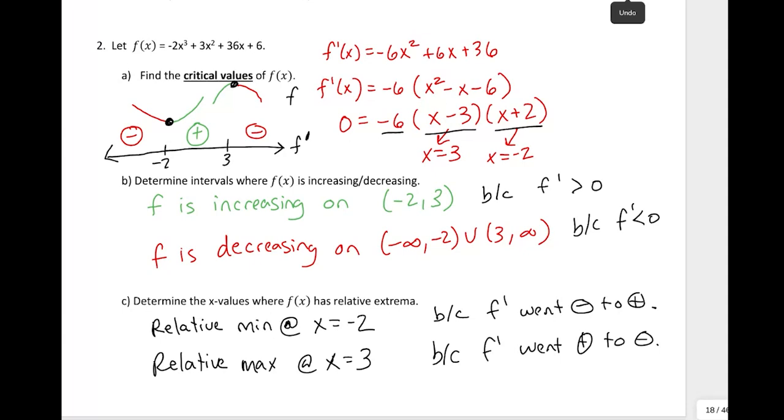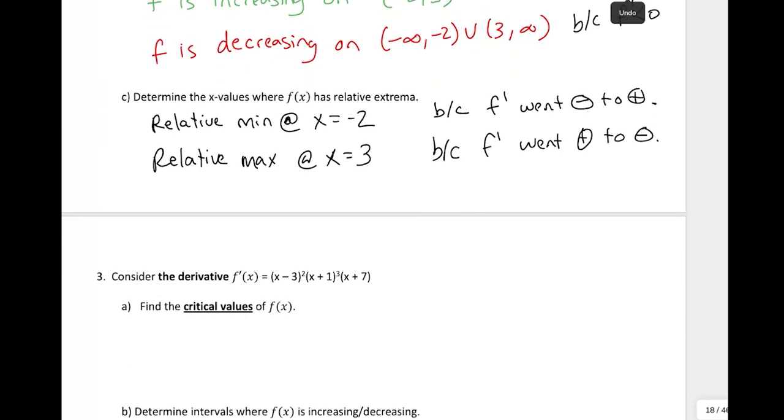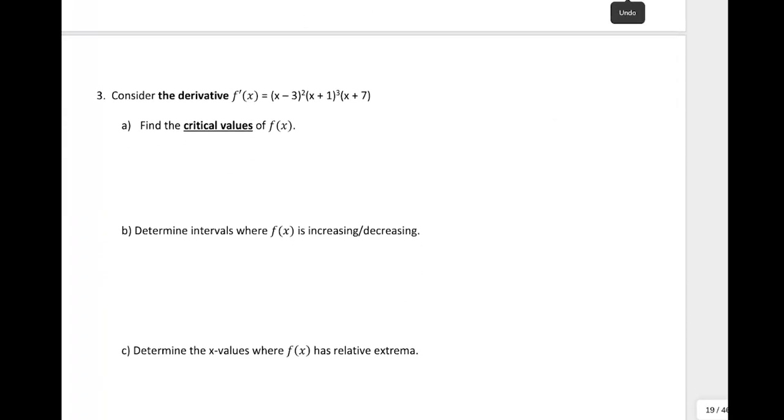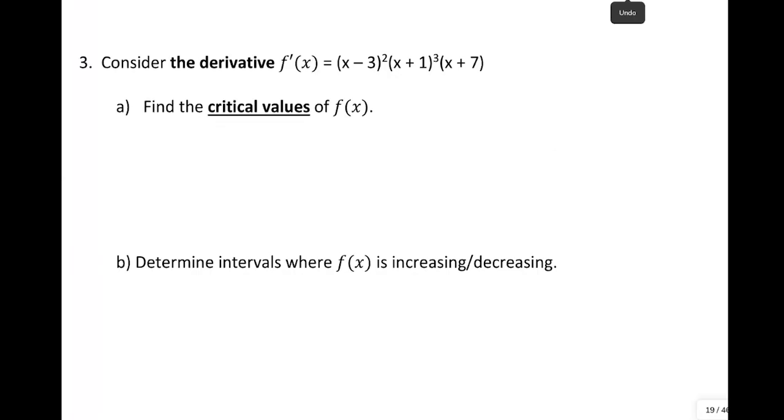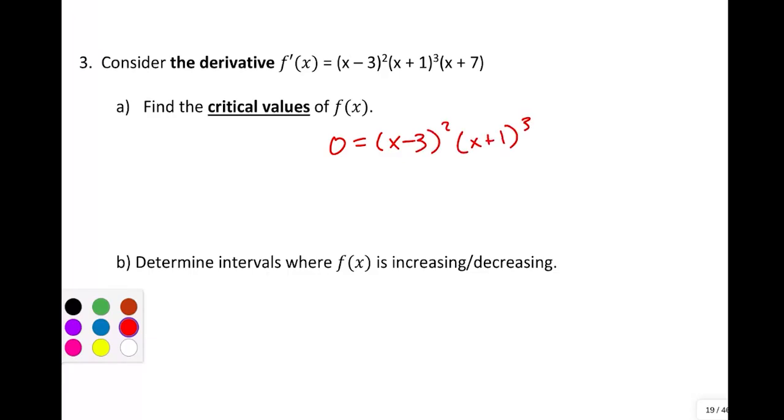Okay, I think there are 2 more problems here, and then we're done for today. This first one actually gives you f prime instead of just giving you f, so that's nice. We don't need to find the derivative because it's already given to us. So let's find the critical values, and it's already factored, so just set that equation equal to 0, and you really don't have to do that much work here because it is already factored. We'll get 3 critical values here, 1 at 3, 1 at -1, and 1 at -7.